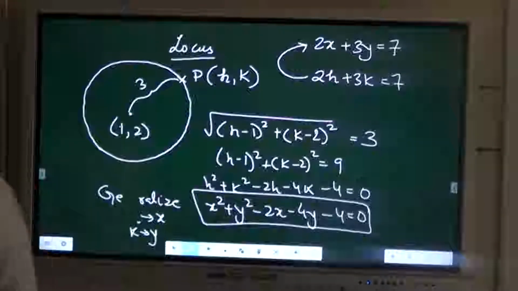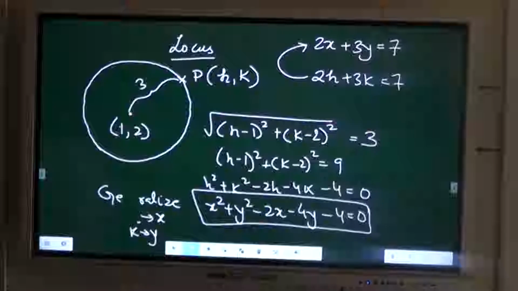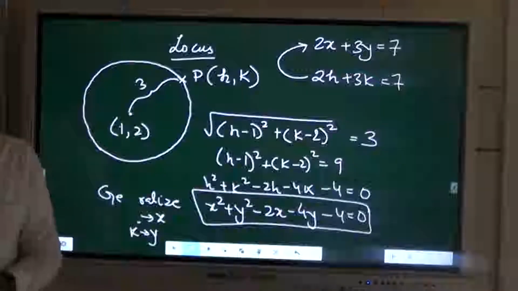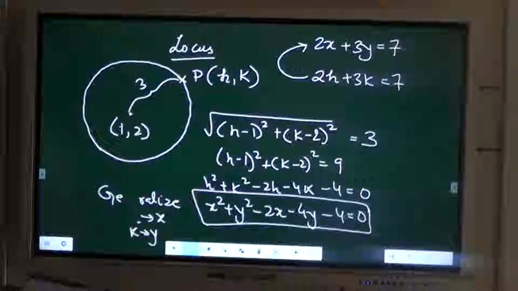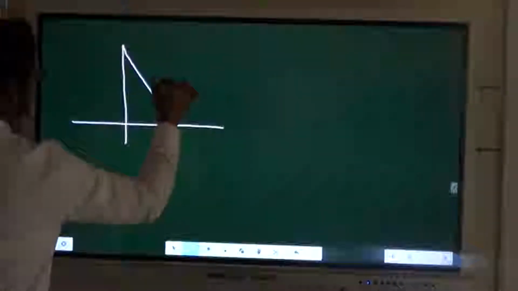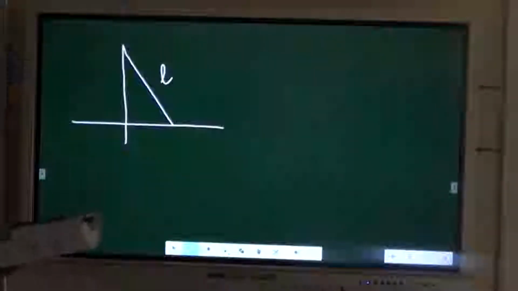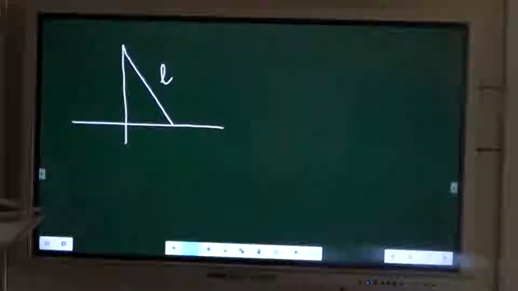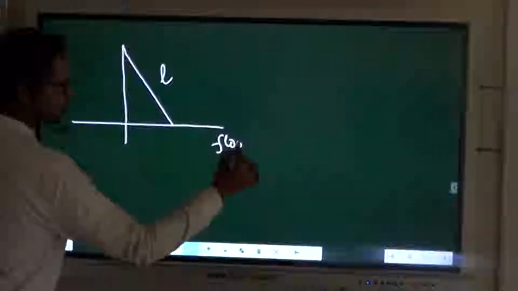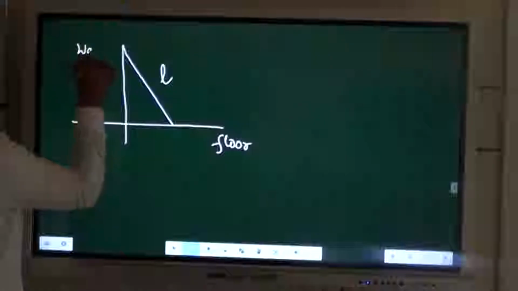Okay. I'll start with this question first. Very simple question. It may sound like a physics question. There is a stick of length L, which rests against the floor and a wall of a room. So this is the floor, and this is the wall.